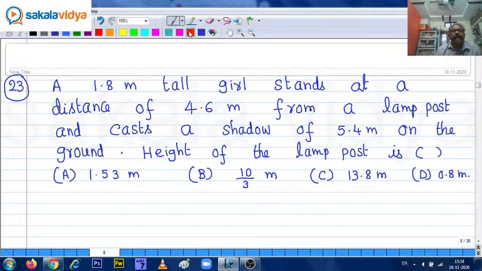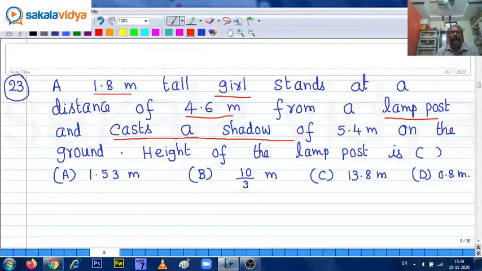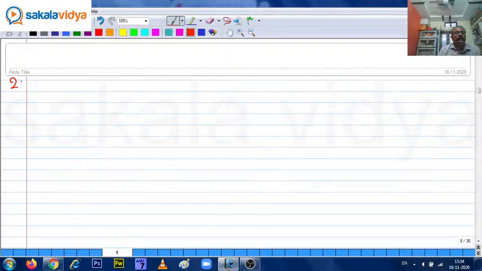See, the height of the girl is 1.8 meters, she stands at a distance of 4.6 meters from a lamp post, and she casts a shadow of length 5.4 meters on the ground. Then the height of the lamp post we need to find out. See, 23rd problem.